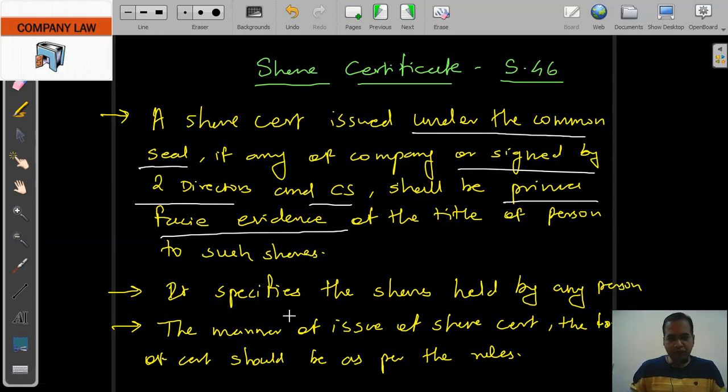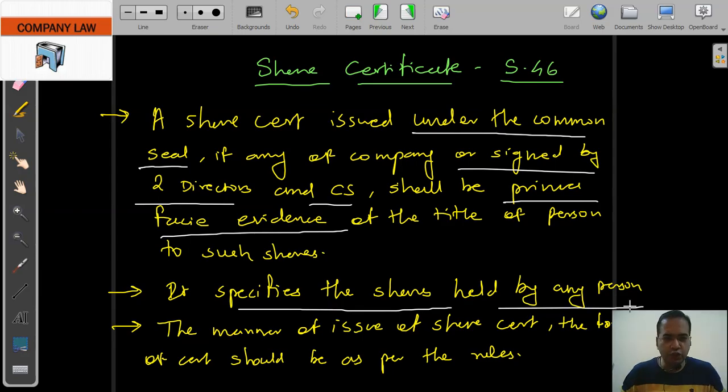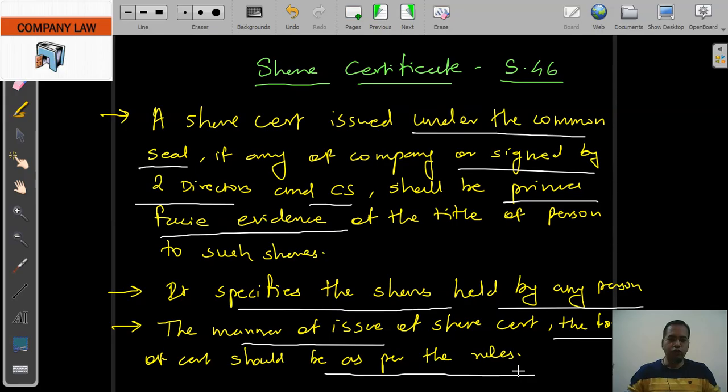So what does it specify? It specifies the shares held by such person to whom the share certificate is issued. Whoever is holding the share certificate, it specifies the number of shares he is holding in that particular company. The manner of issue and the form of that share certificate should be as per the rules. So there are some rules, as per the 2014 rules, for share certificates. As per that, it should be in proper format, and only in that format should the share certificate be issued.